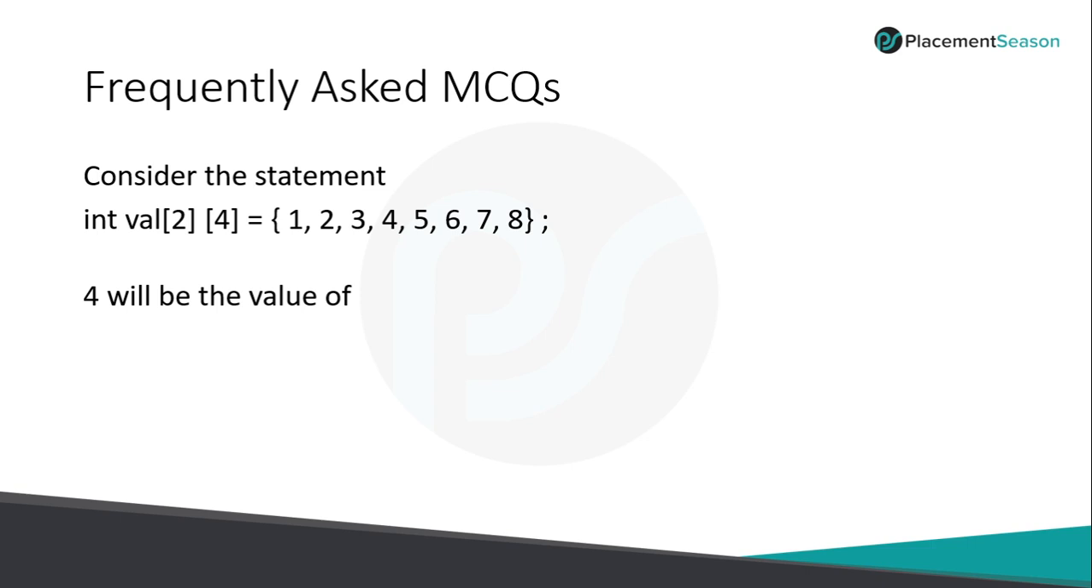So consider the statement int a[2][4]; the size of the array is 8, that is 2 by 4. We are given the declared variable here. 4 will be the value of which location? So we have declared 8 numbers and 4 will be the value of which location. You can type something like 0,0 or 0,1, 1,5, something like this. So 04 is the location.